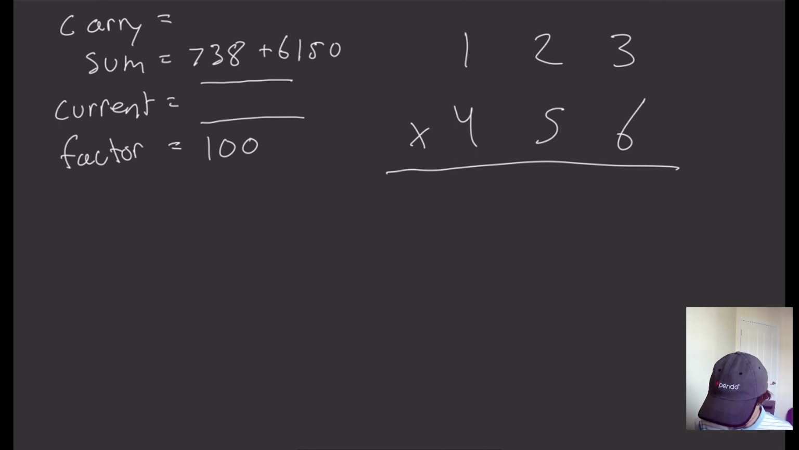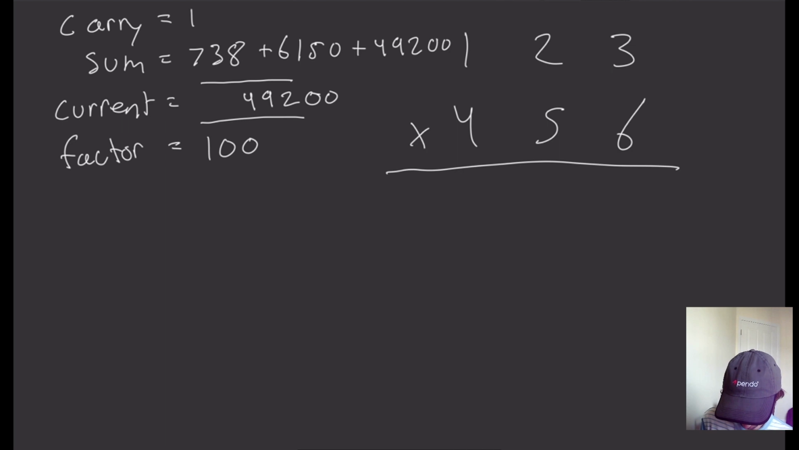Now our final step. We are on the 4 now, so we do 4 times 3, which is 12. So we'll write down the 2, carry the 1. Then we'll do 4 times 2, which is 8, plus the carry gives us 9. And finally, 4 times 1 just gives us 4. And now, because the factor is 100, we need to multiply current by 100, which adds the 2 zeros. And now we can add that onto sum.